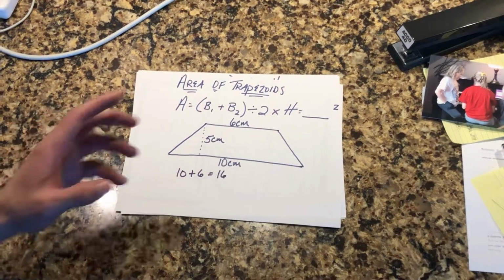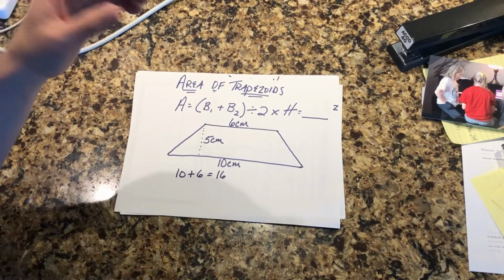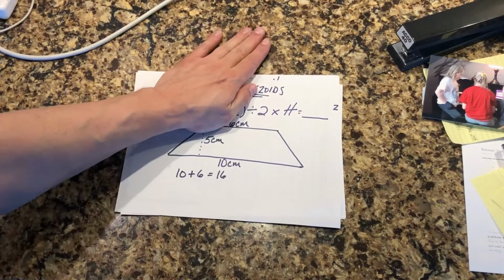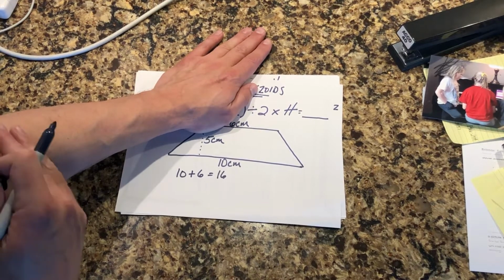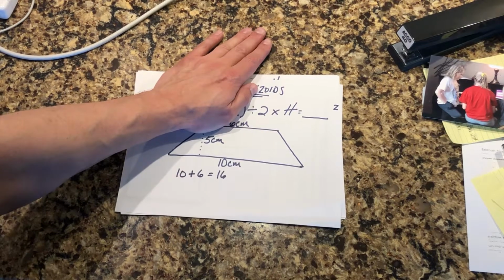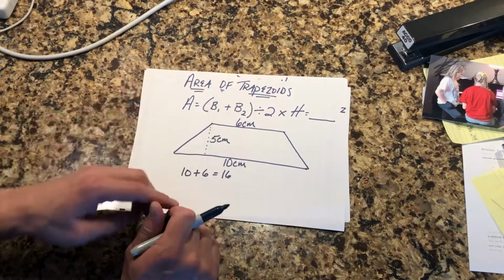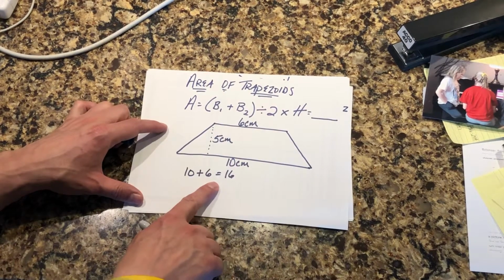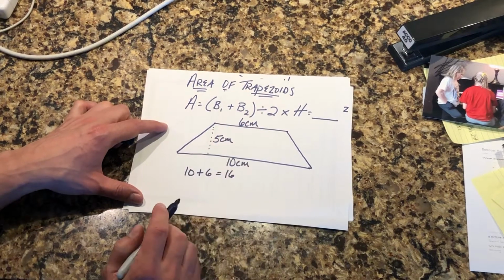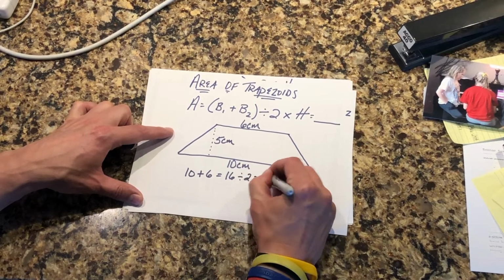Following PEMDAS, it says that multiplication comes first and division comes second. However, this is from a couple months ago in class, when you have multiplication and division left over, or that's the last thing to do, you simply follow it left to right. So I have division coming first. I take my 16 that I got as a sum, and then I divide it by 2. So 16 divided by 2 is a quotient of 8.